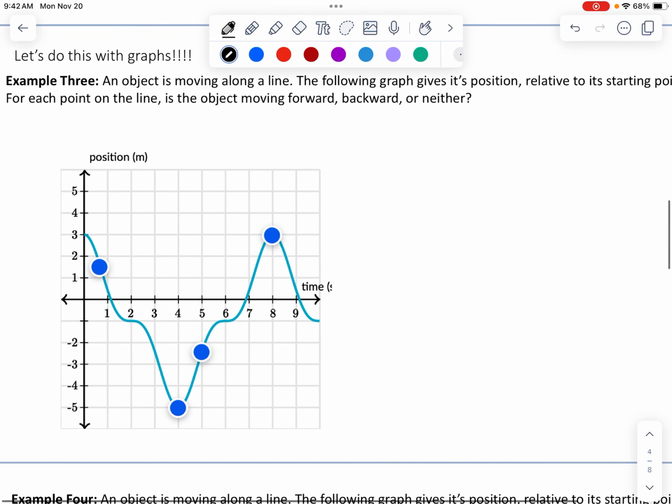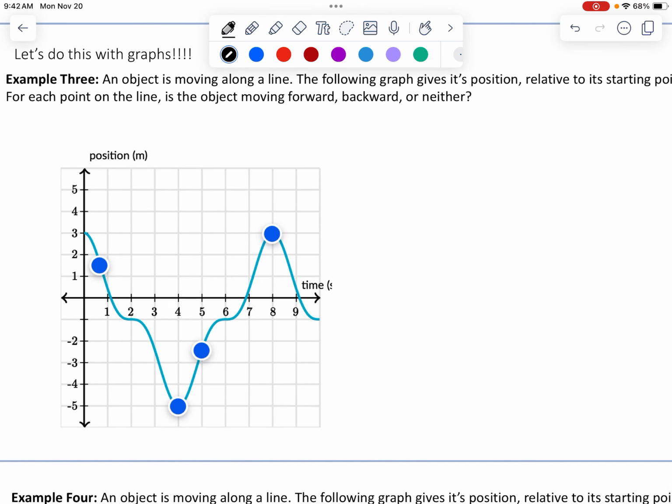Awesome. So those are word problems. We're going to go into some graphs, and graphs can sometimes be a little trickier, but I also think that they're really helpful in understanding what we are actually doing here.